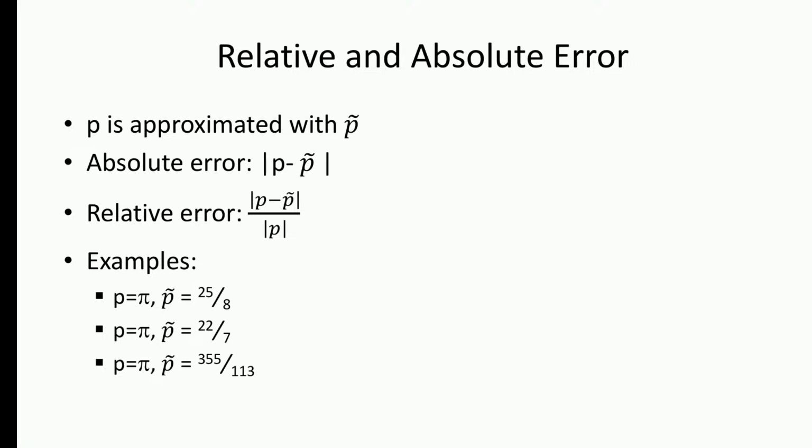That's from number theory, so it's not really all that relevant for this class, but it's kind of an interesting thing. 25/8 is another approximation of pi, as well as 355/113. So we want to know how close those are to pi, and so we'll use this idea of absolute error and relative error. Absolute error is how far you are away from the actual truth, whereas relative error is, speaking in terms of a percent, how close are you to the truth?